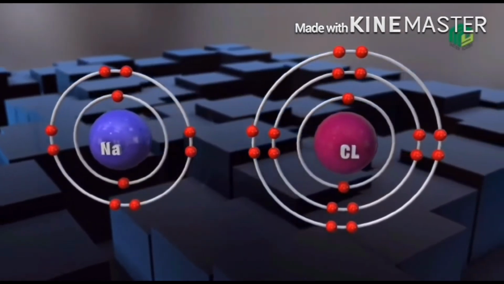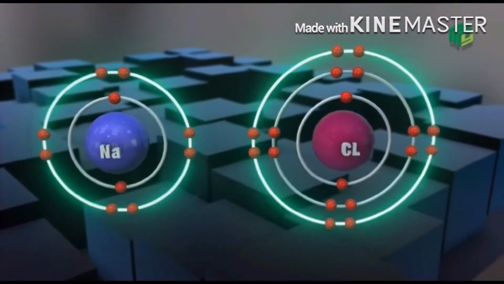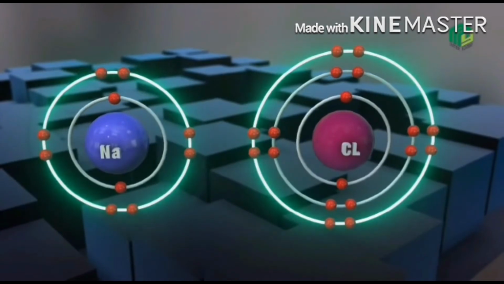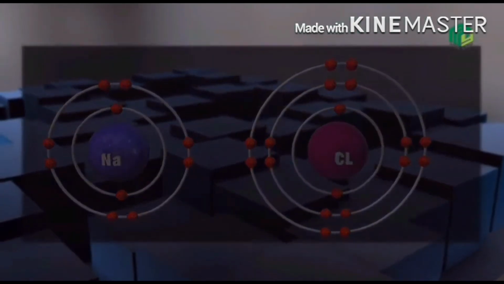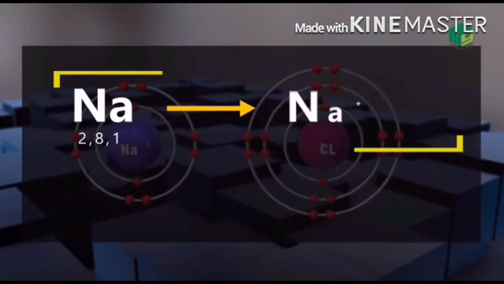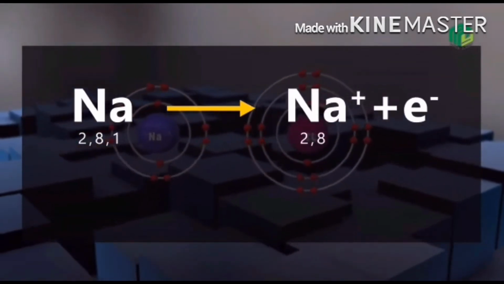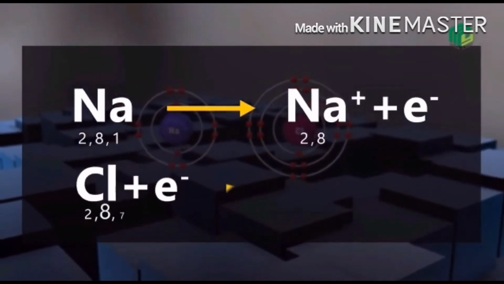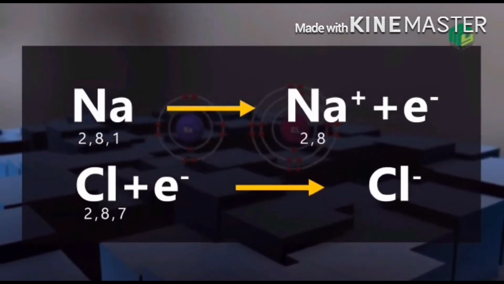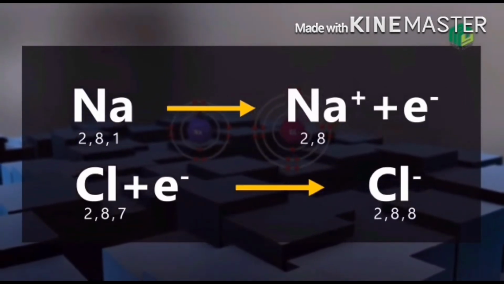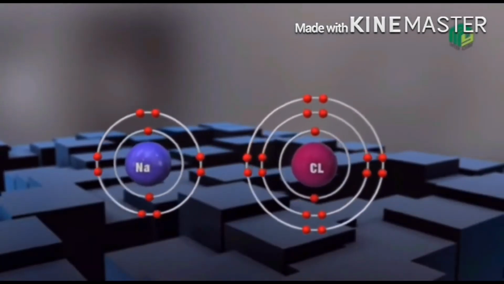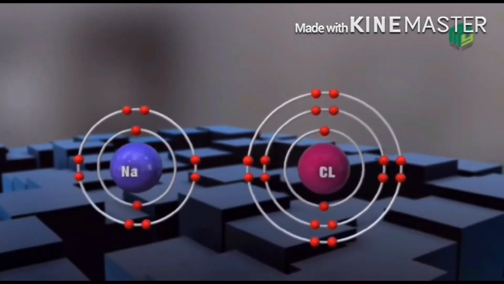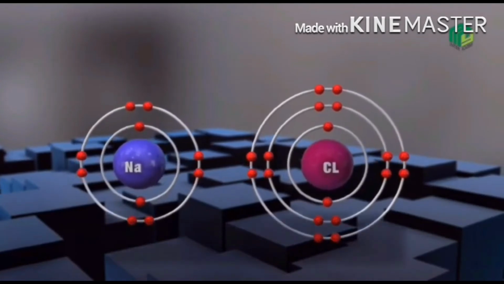So sodium donates 1 electron to chlorine. So they both are stable now. And sodium has donated 1 electron to chlorine, so it gains positive charge. And because chlorine took 1 electron, or gained 1 electron, it gains negative charge. So over here both become stable compound. NaCl is a stable compound now, and the bond is the ionic bond.